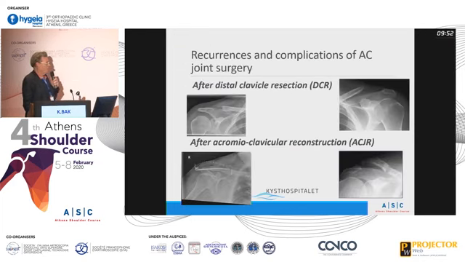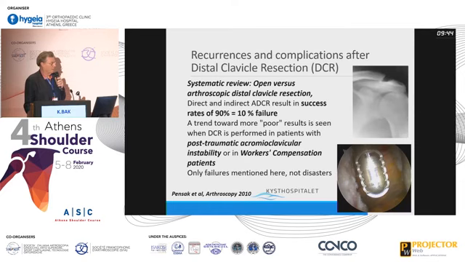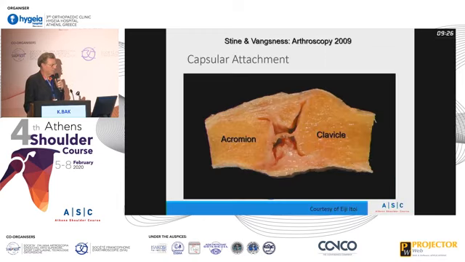So I'm going to talk about what can happen after distal clavicle resection and what can happen after acromioclavicular reconstruction. I think this is being covered in the next talk as well, but just very shortly, most studies, even in meta-analysis, show a pretty good success rate of distal clavicle resection. It's about 10% failure, but I think only the failures are mentioned here, not the disasters.